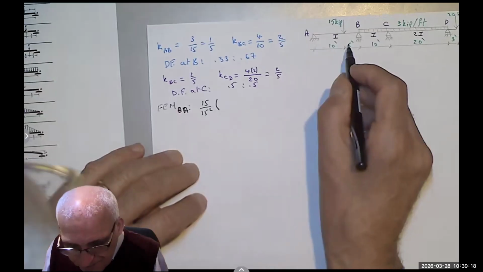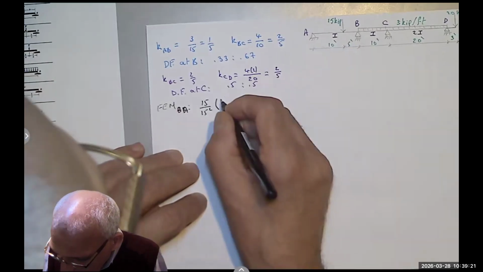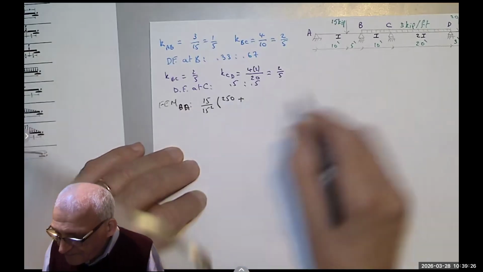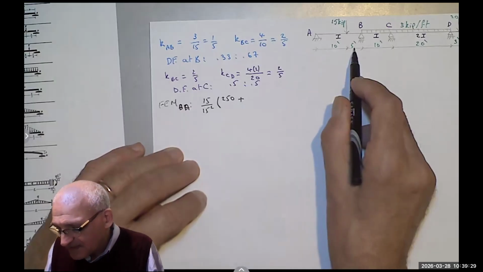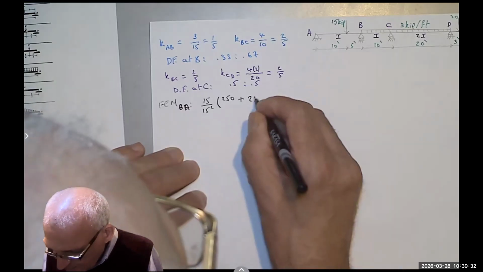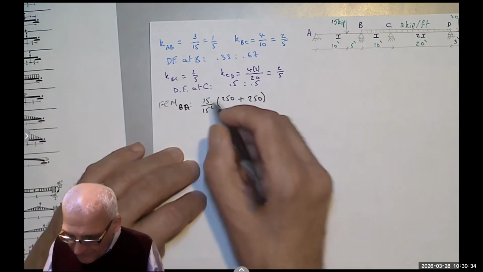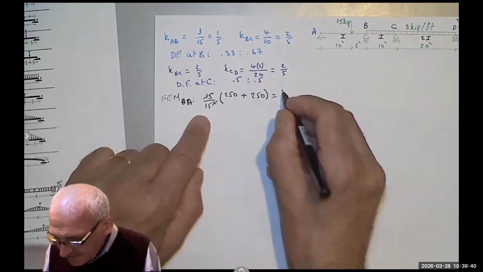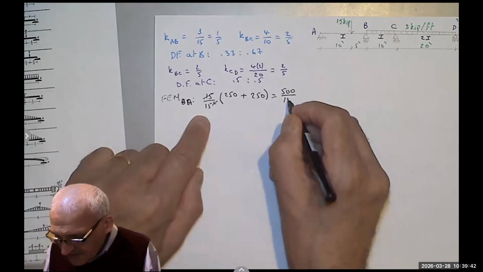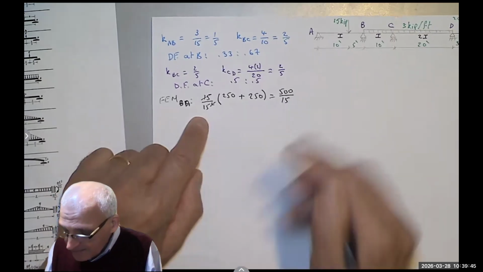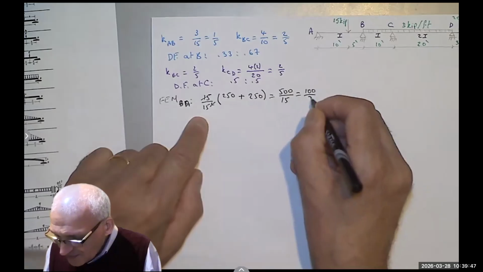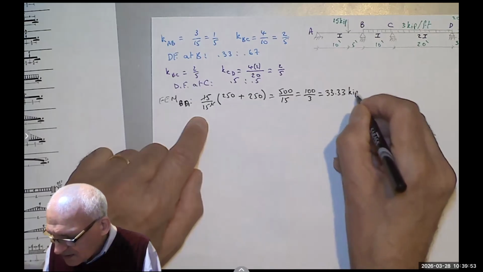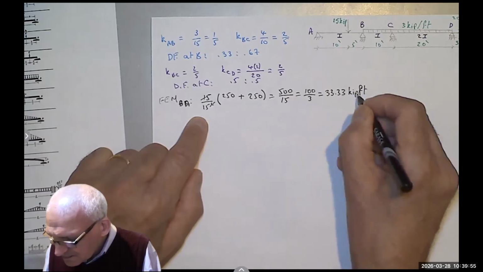B squared is 25 times A is 250, plus A squared is 100 times B is 500, over 2 is another 250. So first of all, 15 squared, I get 15 in the denominator. This is 500 over 15. Simplifying by 5 top and bottom, I get 100 over 3 or 33 kip-foot. I'm sorry.